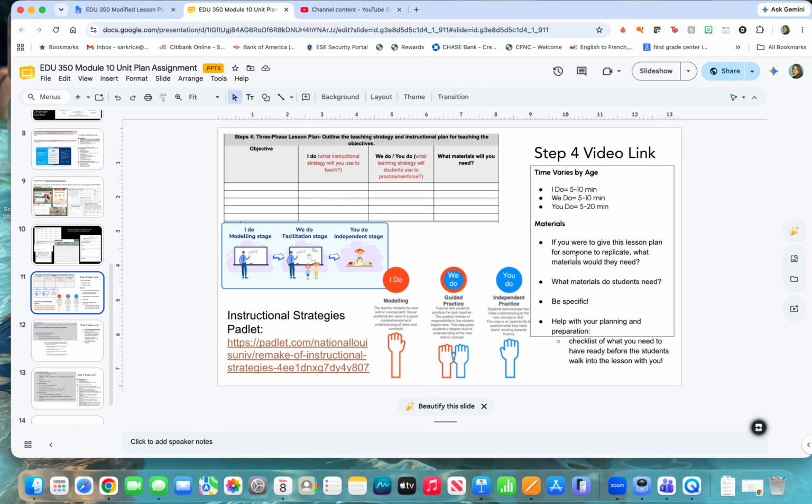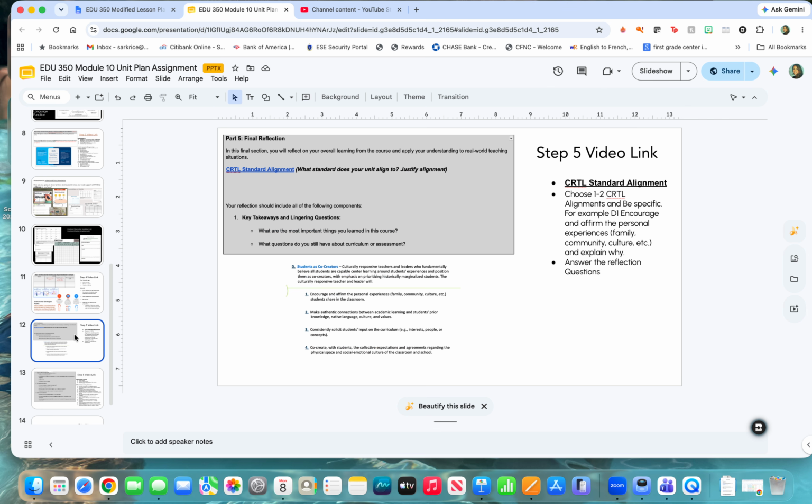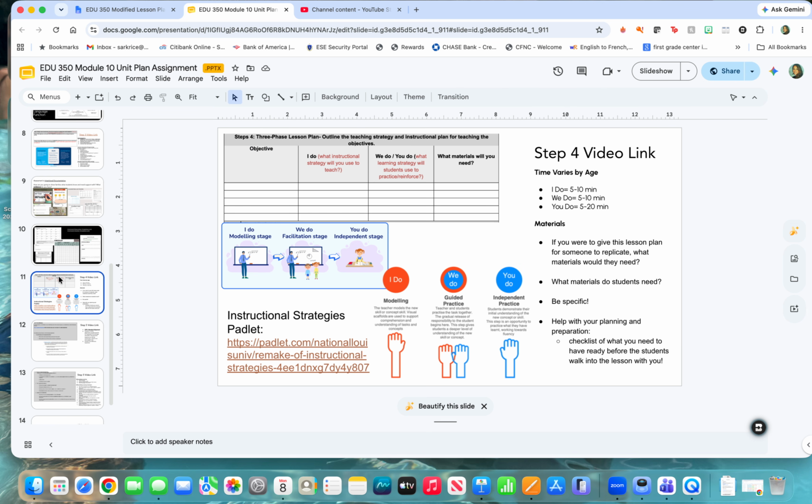And when you're thinking about the materials, if somebody else was to replicate this, if I was to take this and go teach it, what materials do I need to teach it, and what materials do the students need? And then be specific. That's going to help with the planning and preparation. You could include a checklist of materials, and then in the appendix you can put pictures of what the materials could look like, just to give it more visual support.